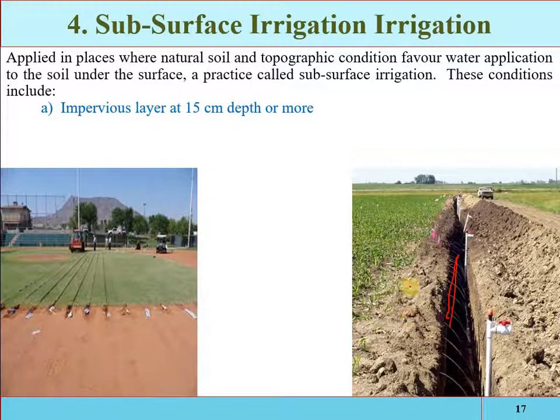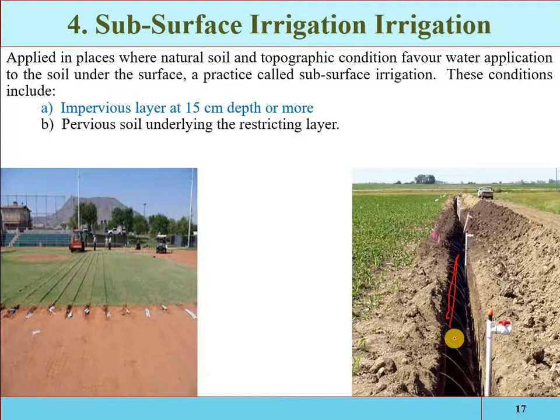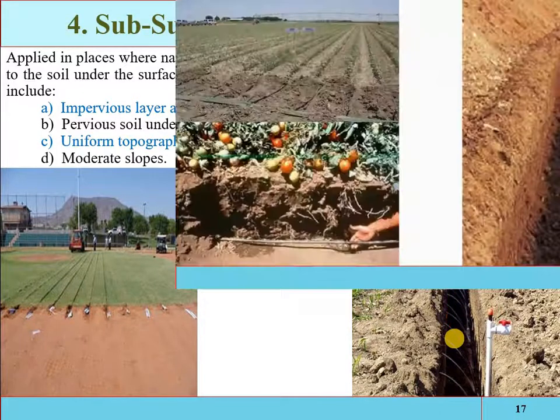Okay, so if the top layer is impervious, then the water will not enter the soil from above the surface, so we have to lay the laterals below the ground surface. If the soil is pervious underlying the restricting layer, I mean if there is some restricting layer which is blocking the flow of water into the soil, and the topographic condition is uniform, meaning there is no slope, the slope is zero, then again this system will be considered.